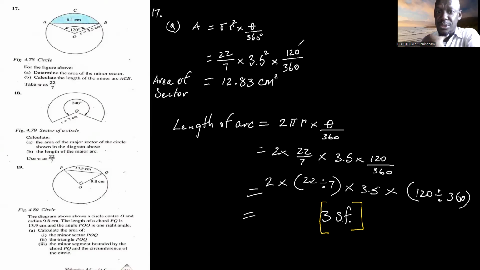So your answer is 7.33. Now, remember, when we're looking at significant figures, the whole number is significant, that's 1. Then the first decimal place, that's 2. And the second decimal place, that's 3. This is 3 significant figures. But it's 2 decimal places, 1, 2.